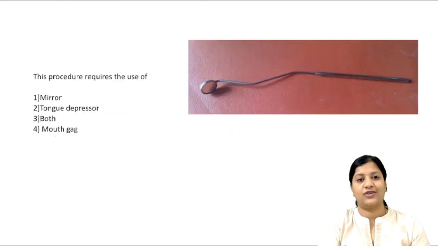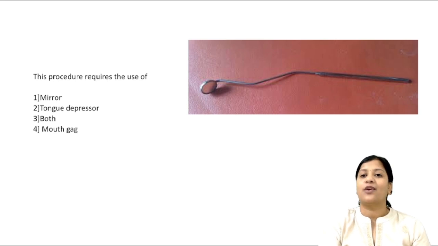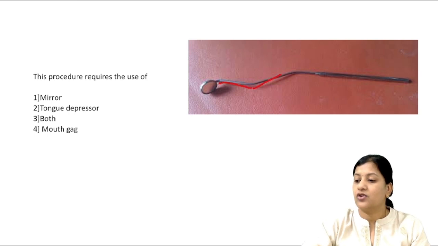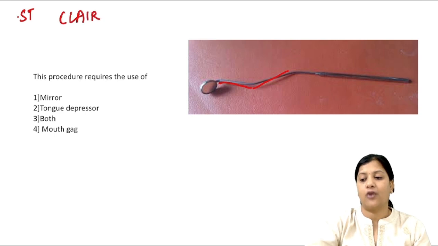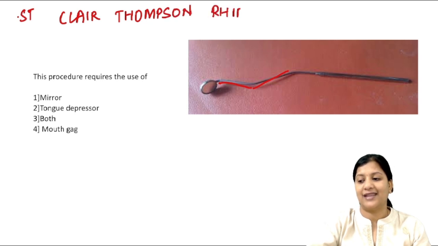Now look at the next question. This procedure requires the use of mirror, tongue depressor, both, or a mouth gag. So the image is showing you an instrument which is having a bend. It is not straight. So when it is having a bend, we call this instrument St. Clair Thompson posterior rhinoscopic mirror. So the name of this instrument is St. Clair Thompson posterior rhinoscopic mirror.